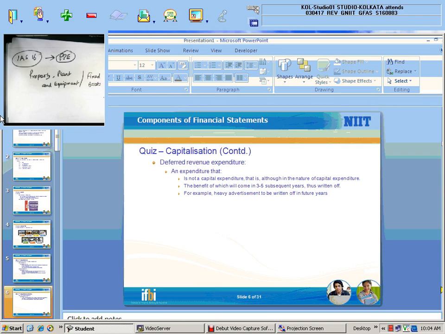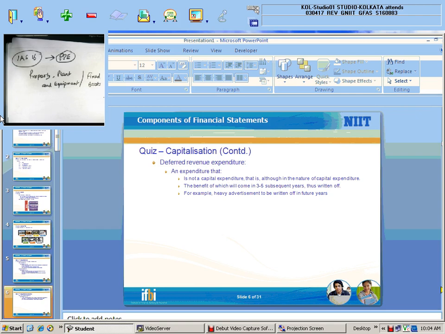But since heavy advertisement will give you advantage over a period of 3-4 years, it will be expensed over the 3-4 years as a revenue expenditure. So the portion which cannot be expensed this year, that remaining portion, will be treated as a deferred revenue expenditure.